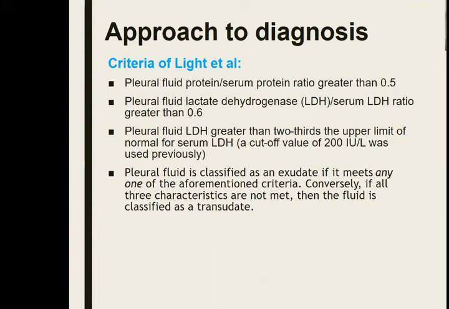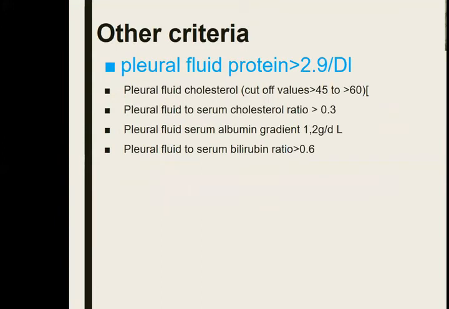So this is how, on looking at LDH and proteins, or sometimes simultaneously the blood or serum LDH and proteins, you can find out whether your pleural fluid is a transudate or an exudate. I have shown you that in ultrasound also, when you see a septated effusion, you know that it is an exudate.